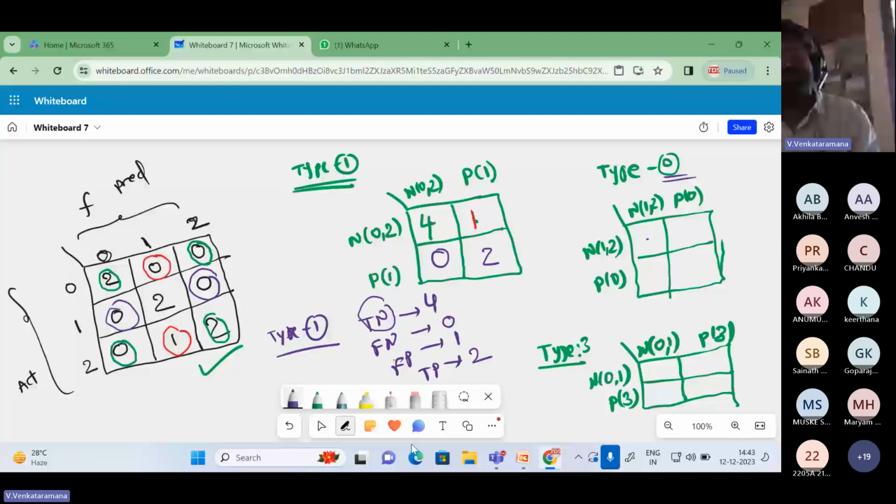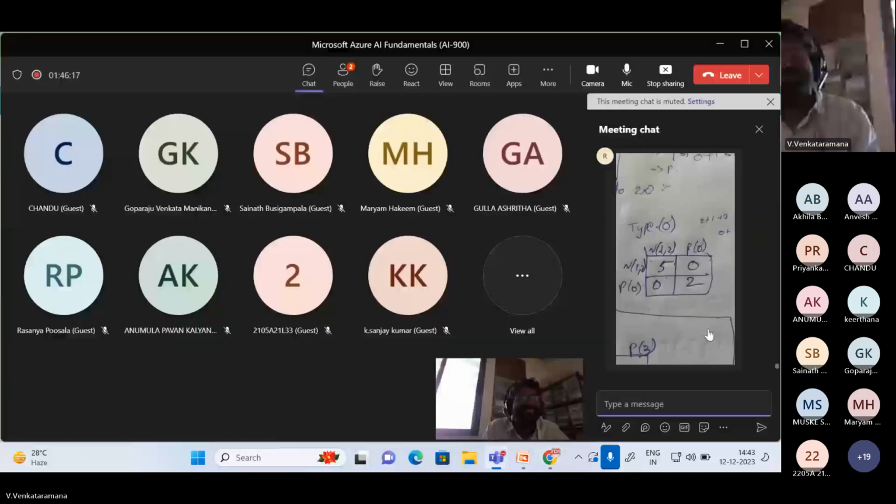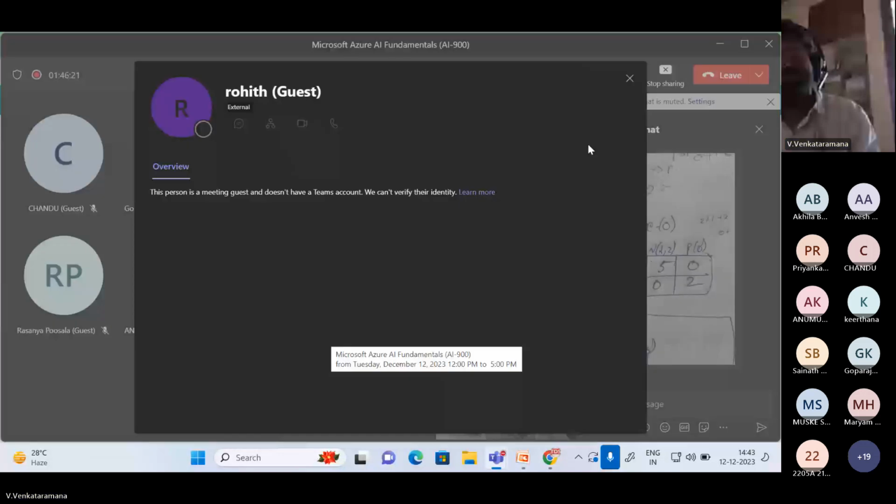So 1,1 means this one, and 1,2 means this one, and 2,1 means this one, and 2,2 means this one. How many do we have? Actually 4, right? Yes, it is a 4. So I think 2 plus 1 is 3, plus 2 is 5. It is a 5.